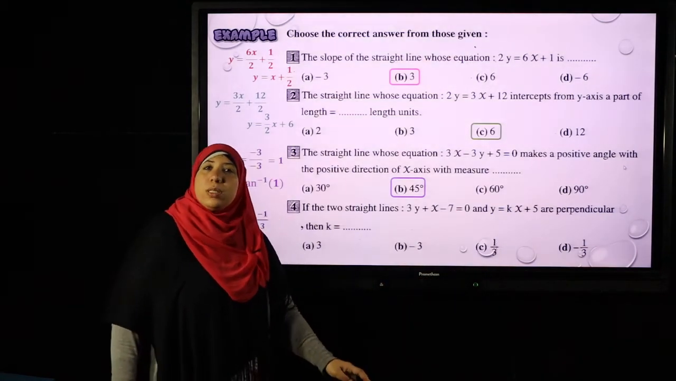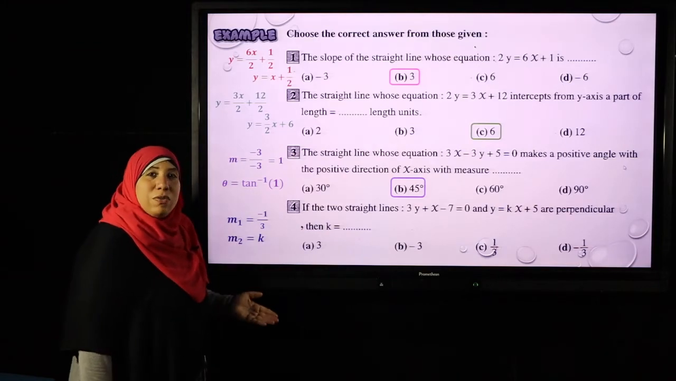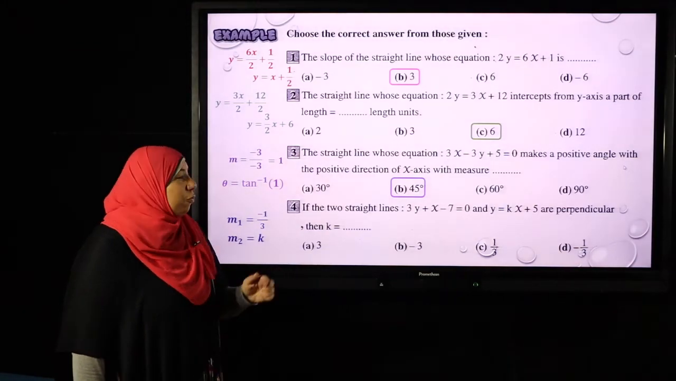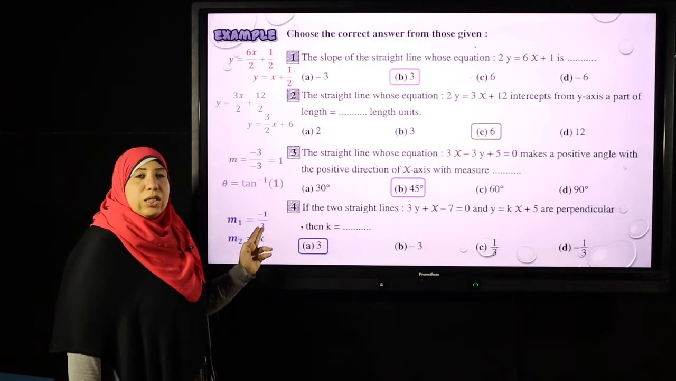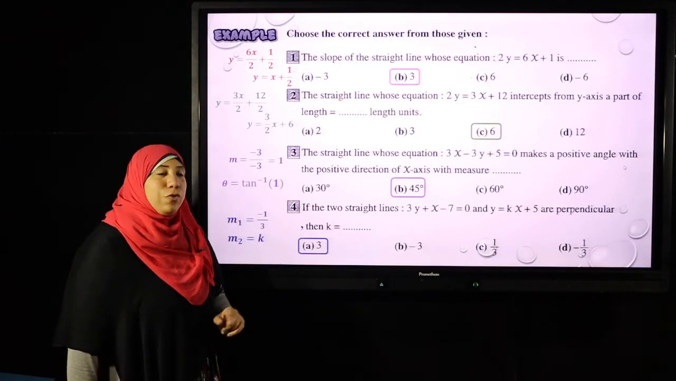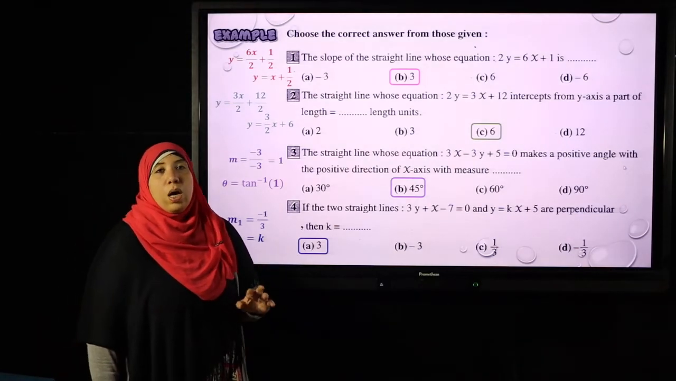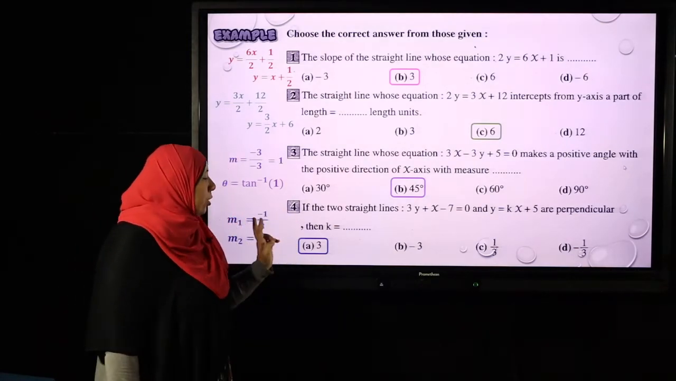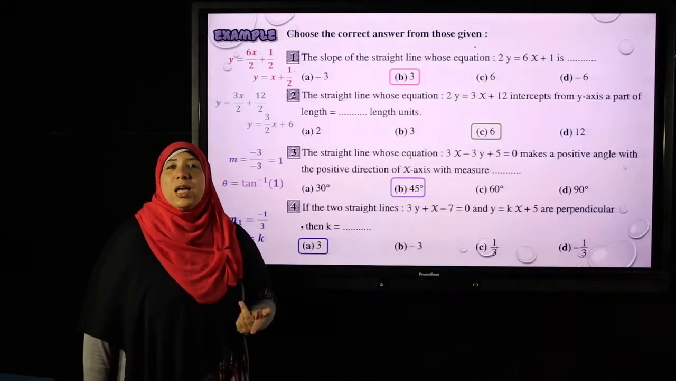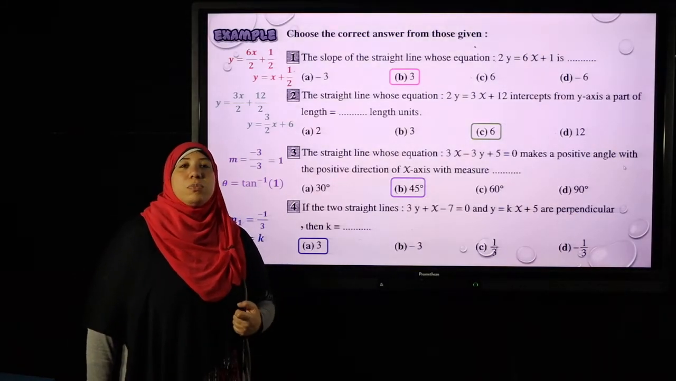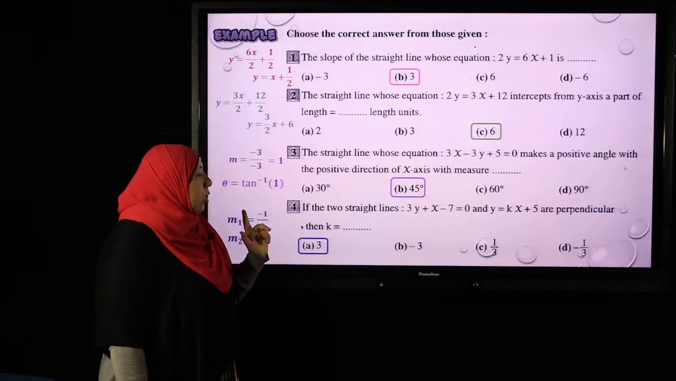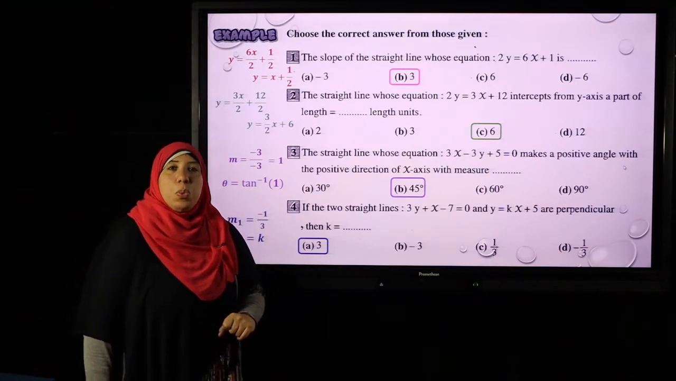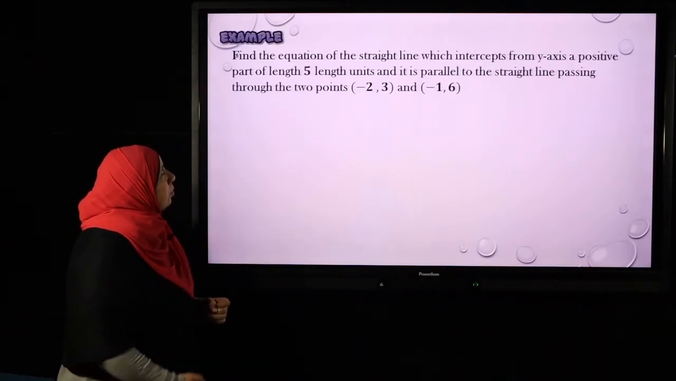Perpendicular, what does it mean? It means that the product of the slopes equals negative 1. So if I make here negative 1 over 3 times what gives you negative 1, it's times 3. Or I will use another way. I will turn the number upside down and change the sign at the same time. So you have to change the number and the sign. It will give you the slope of the perpendicular straight line. Another example.